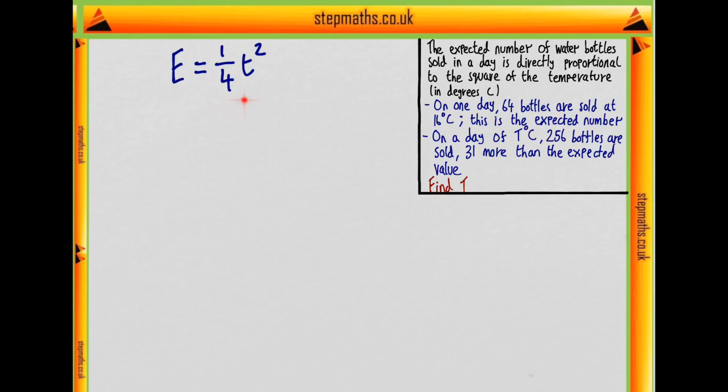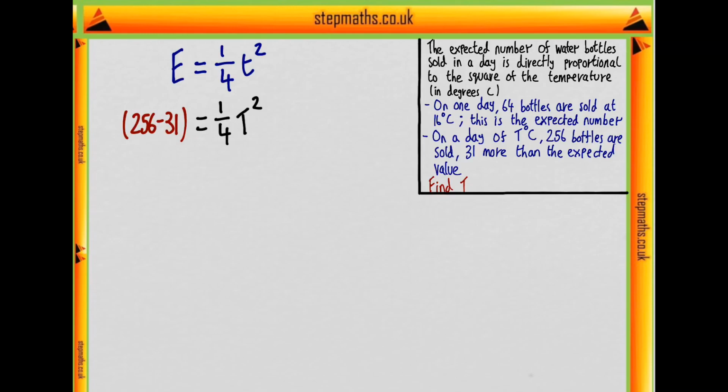So we know this expression's true, and we've got to utilise this to find T. So essentially we need to somehow substitute this information into here. So we know something's going to be equal to a quarter T squared, and we just need the expected value for this day of bottles sold given the temperature T. But we know 256 bottles are sold, and that's 31 more than expected, right? So we do 256 minus 31. That must be equal to a quarter T squared, i.e. the expected number sold. And this is an expression involving T squared. If we solve this, we're done.